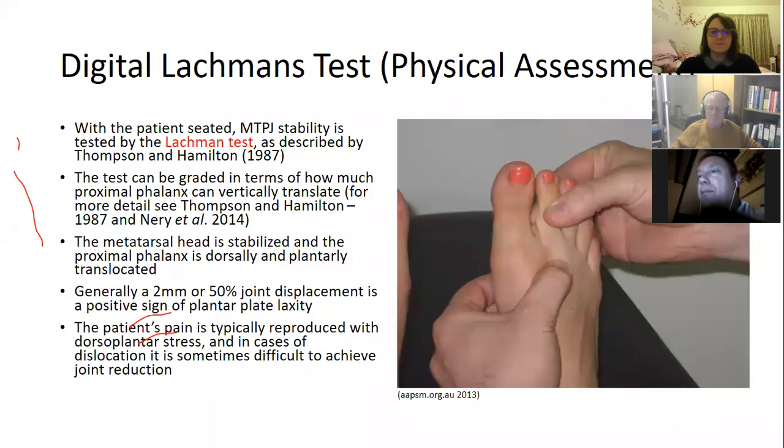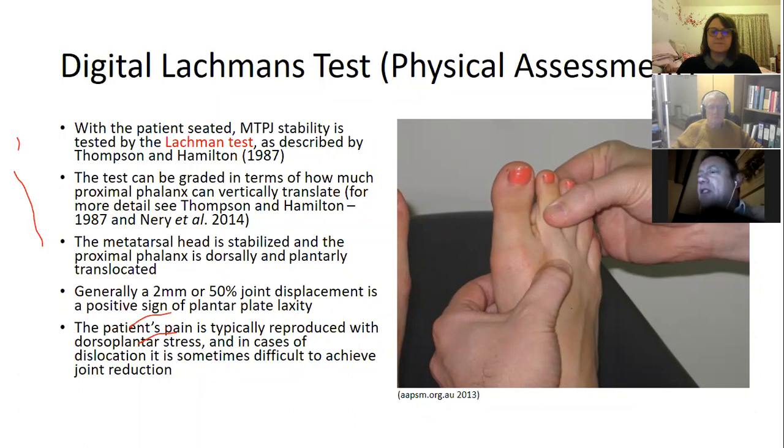Now, this is probably one of the most important tests for plantar plate tears, and you can actually grade this test. I've taken a fairly simple approach to it, one I use, because I've got two elderly patients with this problem. But you can grade this test, and I can refer you to a paper by Thompson and Hamilton in 1985, in which they grade it. I find you have to be quite practiced to grade it, but here's the way I do it.